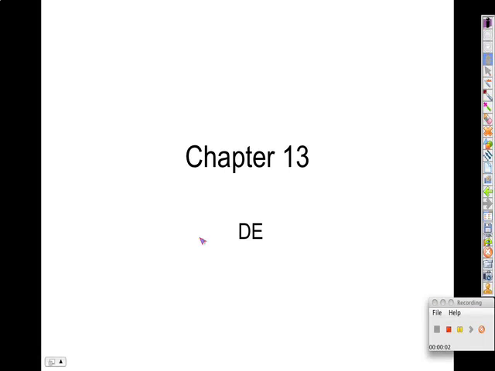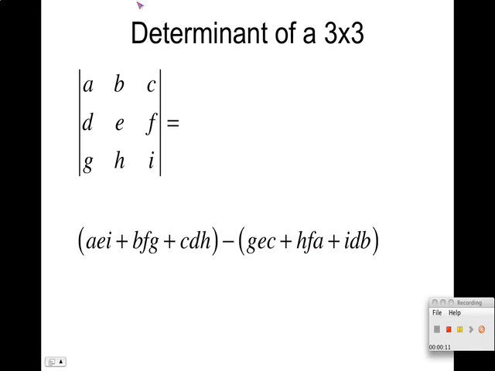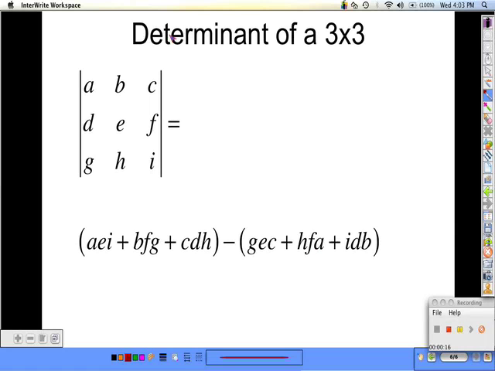Chapter 13, D and E, we start looking at bigger matrices. Finding the determinant of a 3 by 3 is a little bit more complex than a 2 by 2, but it's possible. And I'm going to do a slightly different way of doing this than the book does. We're still going to relate this to the downward minus the up. Remember, these vertical lines mean find the determinant of this matrix.